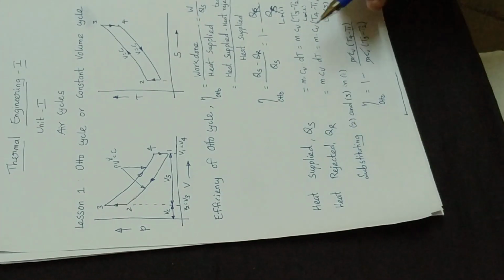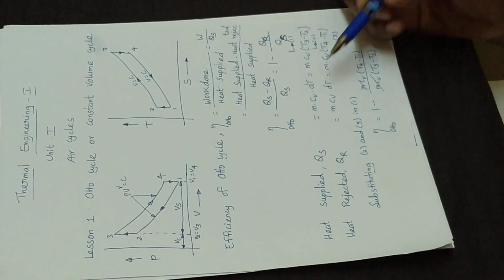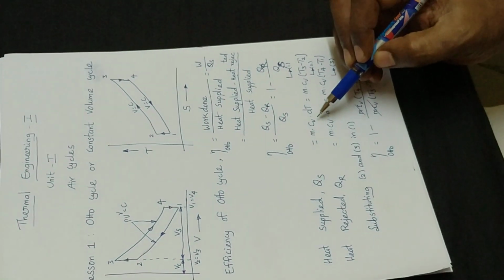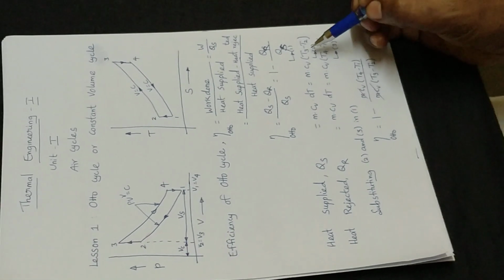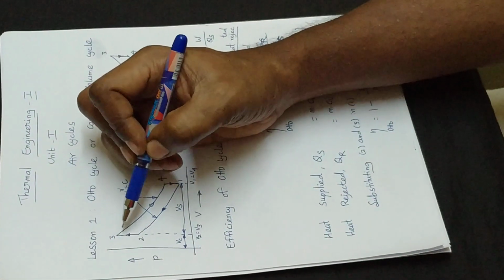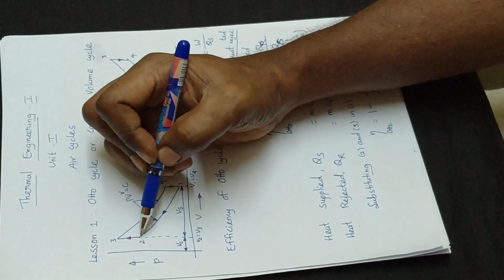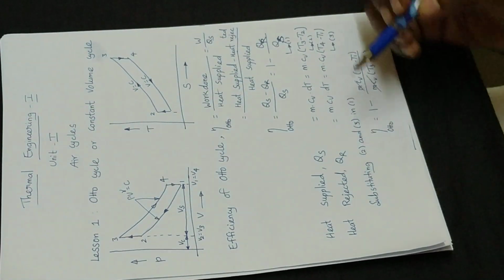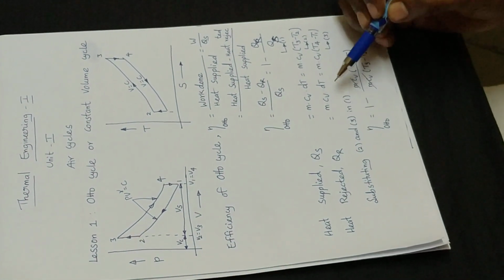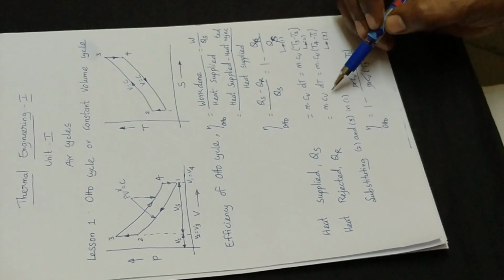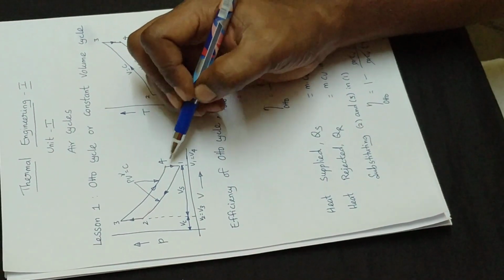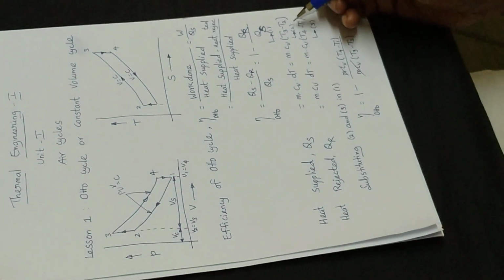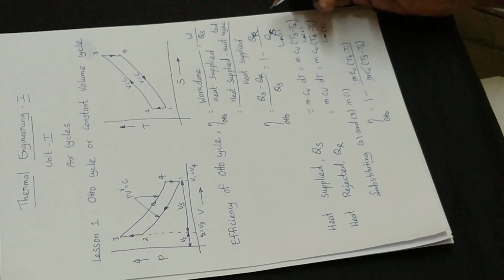Heat supplied is equal to mCv dT. Here Cv is considered because heat addition takes place at constant volume, and dT is T3 minus T2, because during heat addition the maximum temperature is T3 and the minimum temperature is T2. And heat rejected Qr is equal to mCv dT because heat rejection also takes place at constant volume, and dT is equal to T4 minus T1, because the maximum temperature is T4 and the minimum temperature is T1 during the heat rejection process.